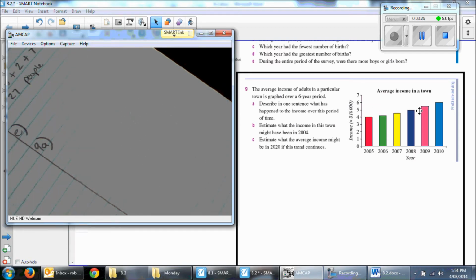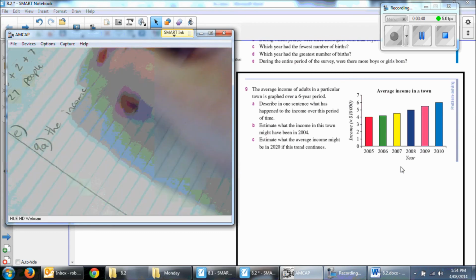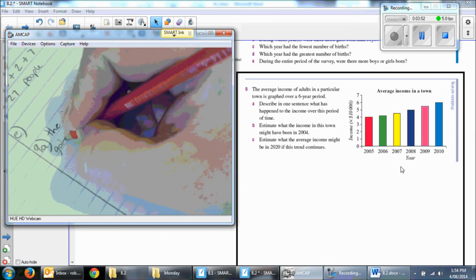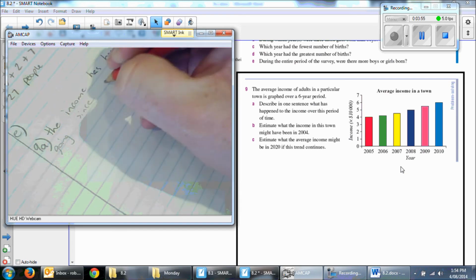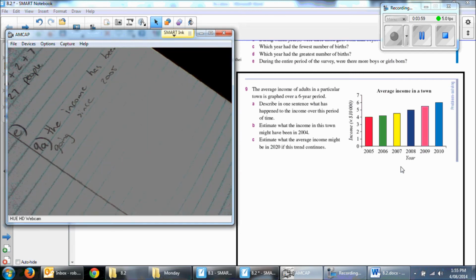2007 it went up again, quite a big jump from 2007 to 2008. Once again, in 2009, it's gone up all the way to 2010, where it's up around $60,000 per year. So if we have to describe what's happening to the income over this period of time, we can say the income has been going up since 2005. All right, that's what I'd be saying about the income.